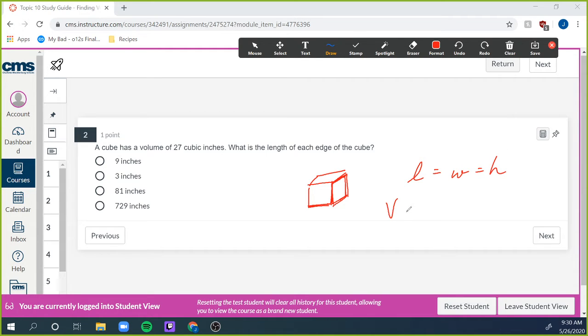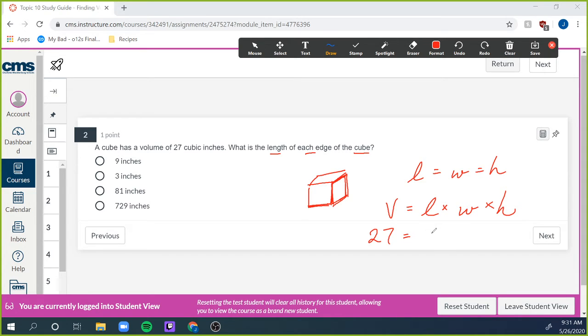But the volume is not going to change. It's going to be length times width times height. So what we're looking for is the length of each edge of the cube. So we're looking for a length and a width and a height that multiplies to make 27. So we know that this shape is 27. It has a volume of 27 cubic inches. We need a number that multiplies itself that many times, 3 times, to make 27 cubic inches.